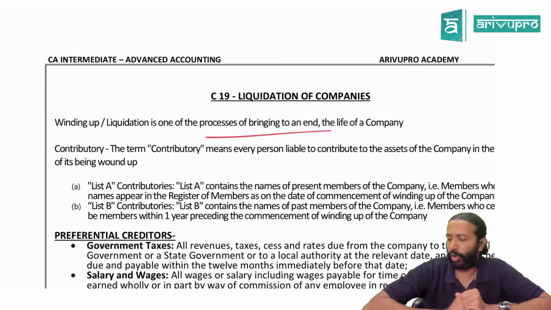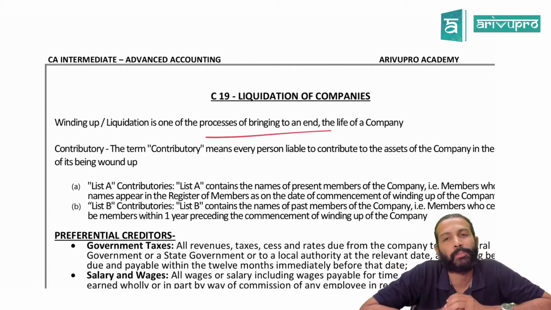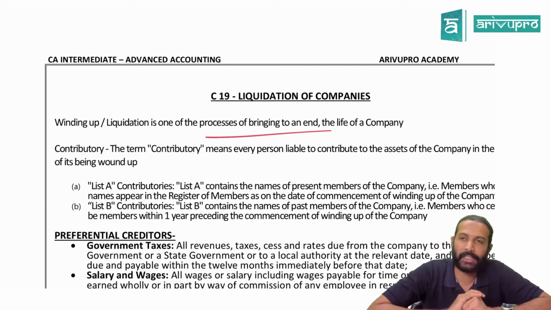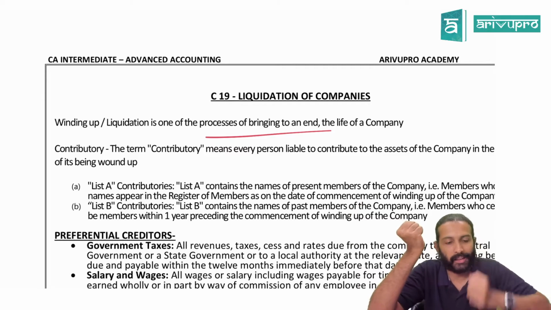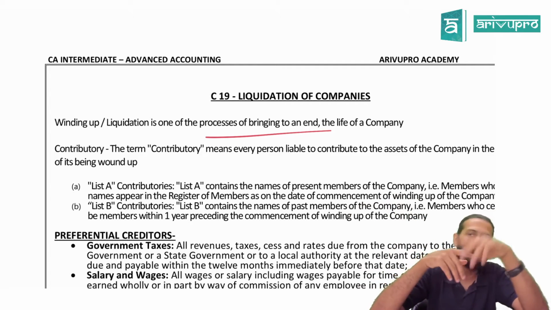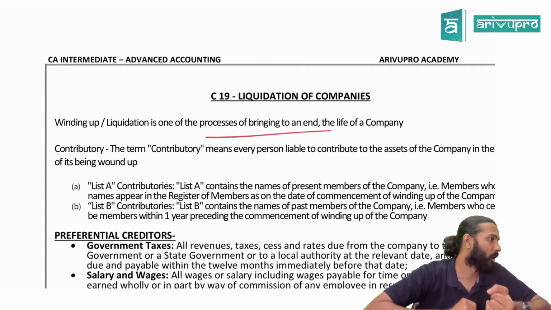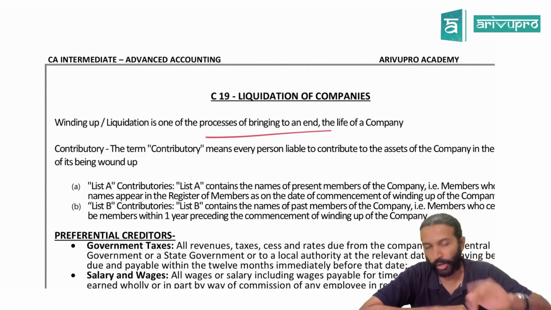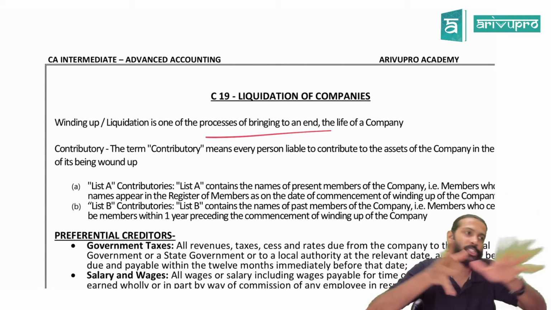So what do we need to do when a company winds up? When a company shuts down, all the assets we need to sell. When you sell the assets, you're going to receive money. That money you have to distribute to various people: bank people, creditors, bills payable, debenture holders, preference shareholders, equity shareholders. Like this, many people are there. So whatever money you have received, you have to distribute now.